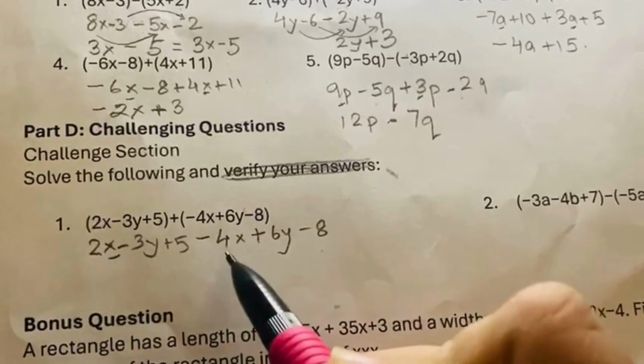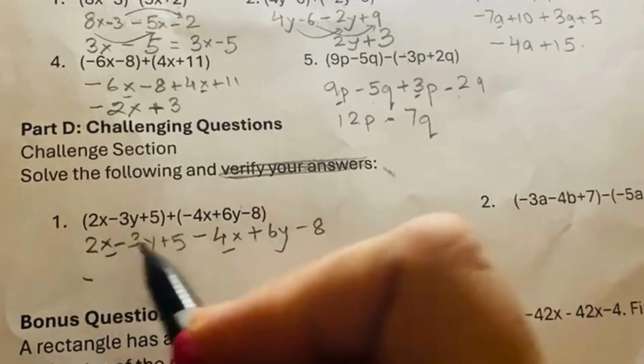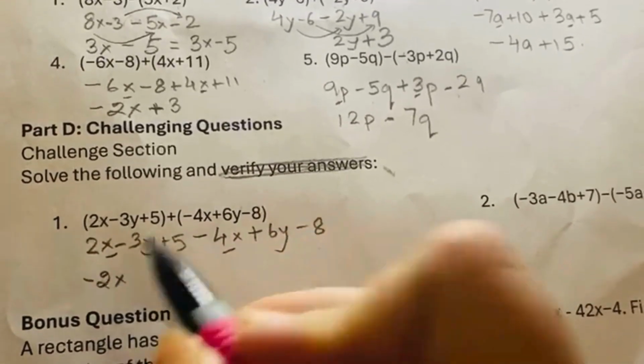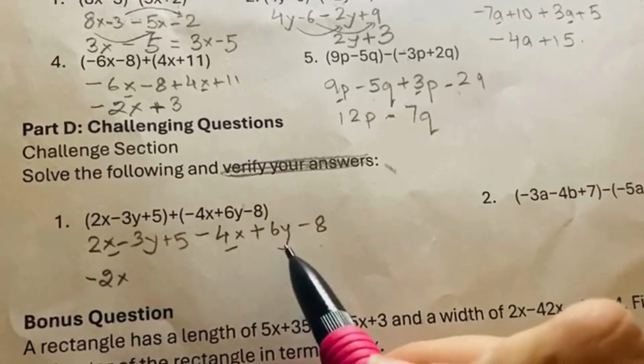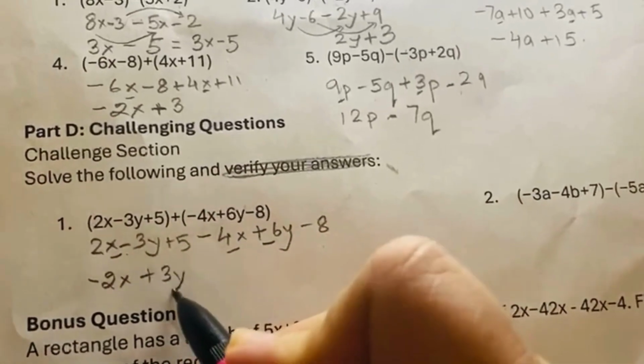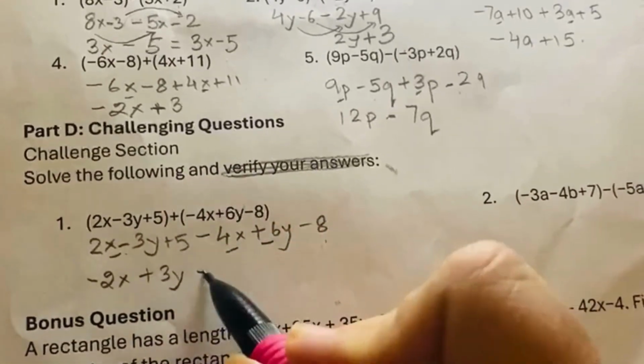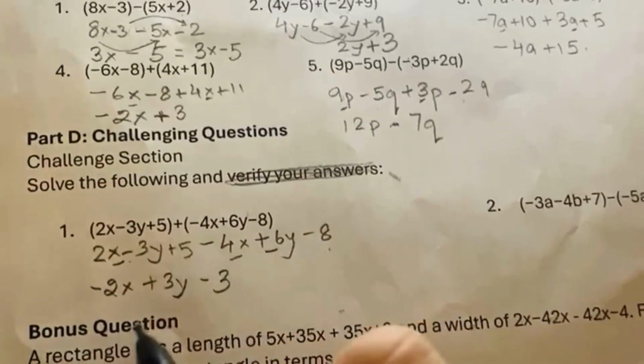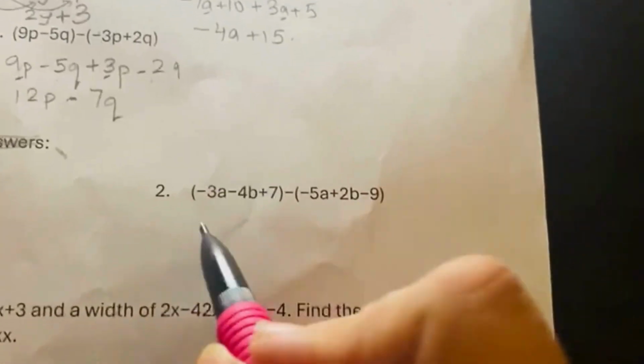Now these x terms, 2x and minus 4x, so minus 2x. Minus 3y plus 6, this and this, so plus 3y. 5 and minus 8 is minus 3. That's the answer. Okay. Next, the last question.